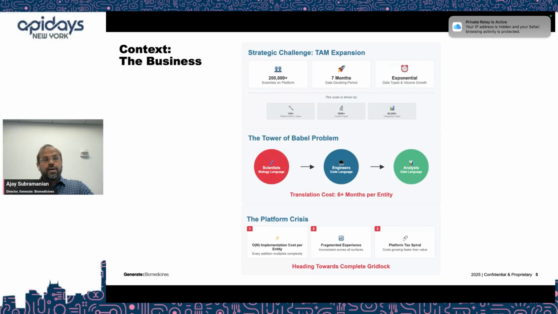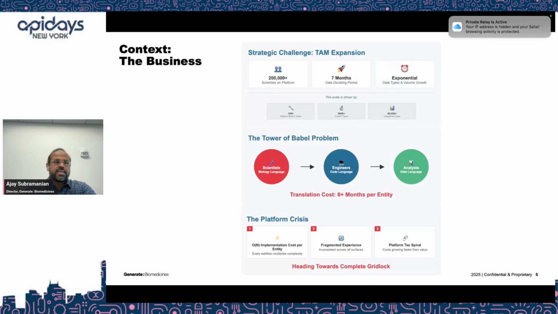Also, the 5,000 customer defined types, if you remember, those were treated as second-class citizens in the platform. Finally, bioinformatics being highly regulated, expansion to new customer segments also meant new regulatory frameworks that we had to comply with. So we had to build platform frameworks that were required by entities who support those customer use cases. And this was also increasing the cost and reducing the velocity of new entity development. We call this the platform tax spiral.